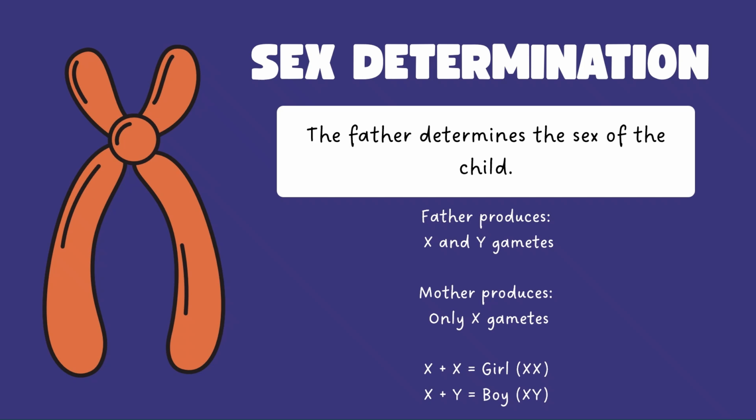Sex determination. The father determines the sex of the child. Father produces X and Y gametes. Mother produces only X gametes. X plus X equals girl, XX. X plus Y equals boy, XY.